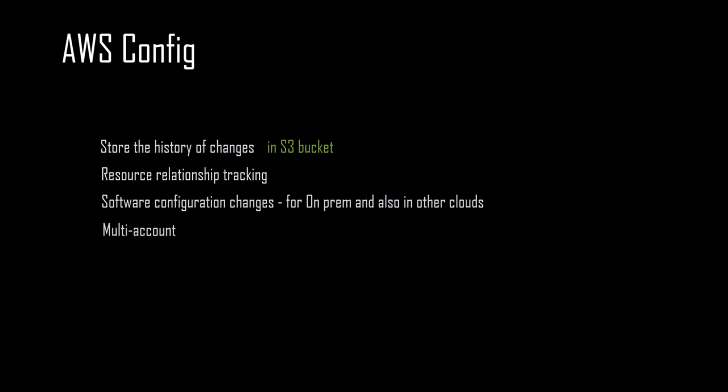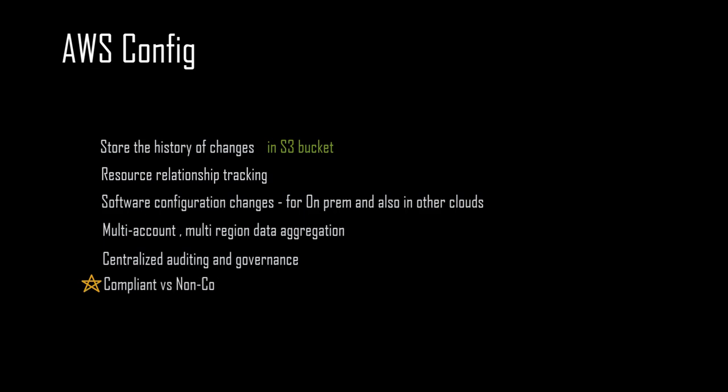AWS Config is a multi-account, multi-region data aggregation service, and this can then be used for centralized auditing and governance. In AWS Config, you create rules, and this gives you an enterprise-wide view of compliance. Using these rules, you can identify which resources are compliant and which ones are violating a rule. With AWS Config, you get a single dashboard to quickly spot non-compliant resources and then take action on them.